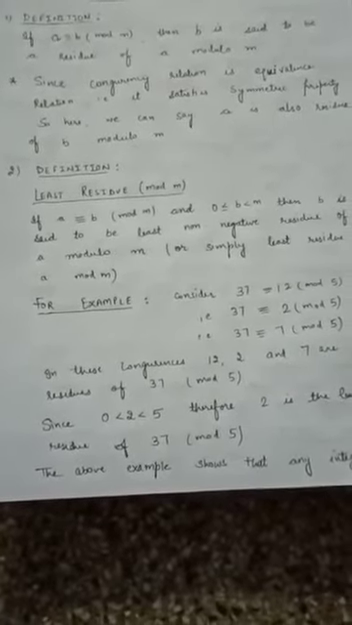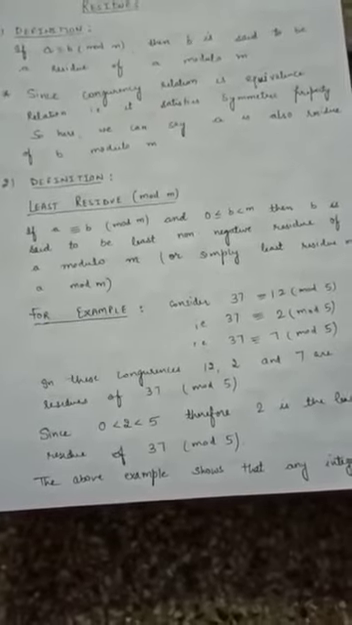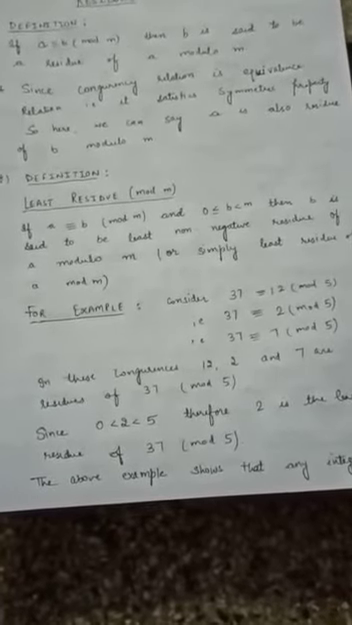And since the congruency relation is an equivalence relation, that means it is reflexive, symmetric and transitive, so we can apply the symmetric property here. If A is congruent to B mod M, then B is congruent to A mod M. It means if B is a residue of A modulo M, similarly A is also a residue of B modulo M. For example, if 30 is congruent to 0 mod 5, then 0 is a residue of 30 and 30 is also a residue of 0 in case of modulo 5.